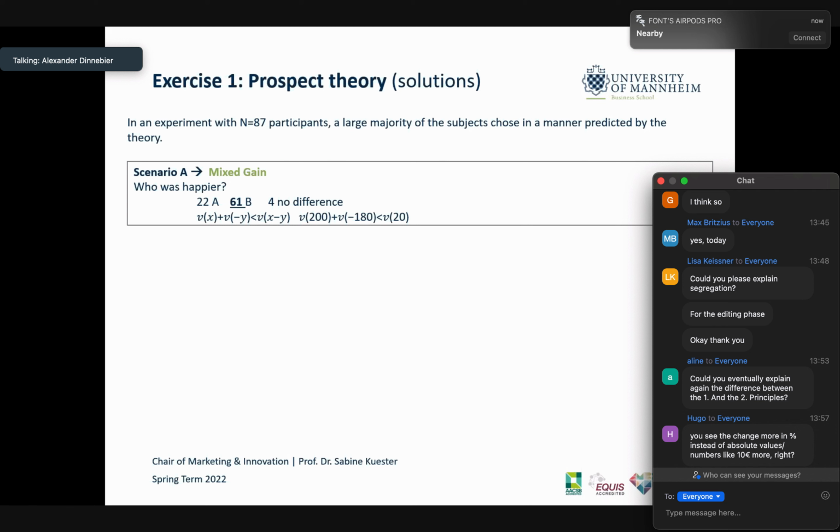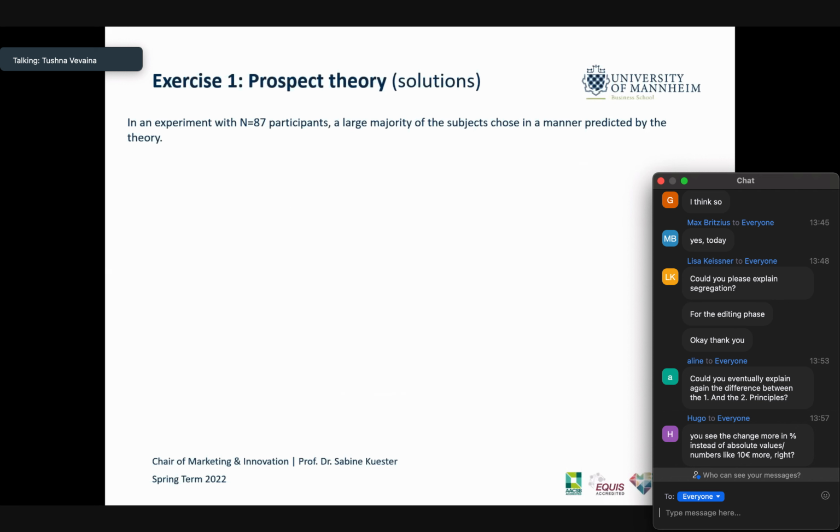200 plus minus 180 is less than 20, but we don't know how much less. It could be 18, 17, 16. So it's only a loss. For it to be a mixed gain, Mr. A or Mr. B would have to have a loss, right? And none of them has a perceived value loss.